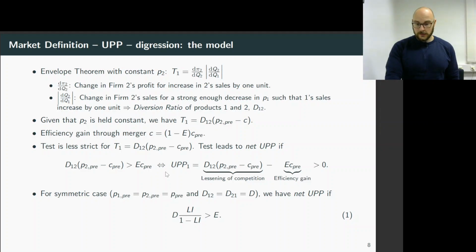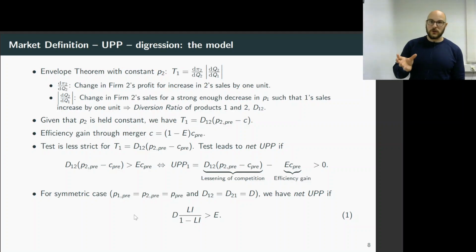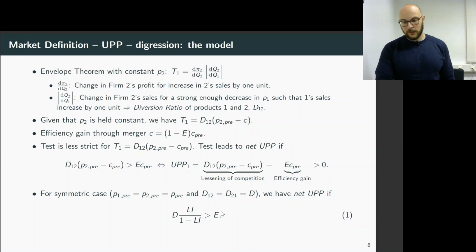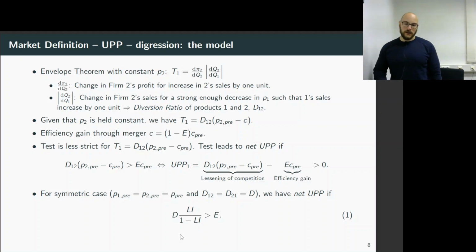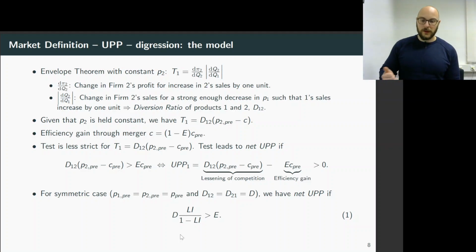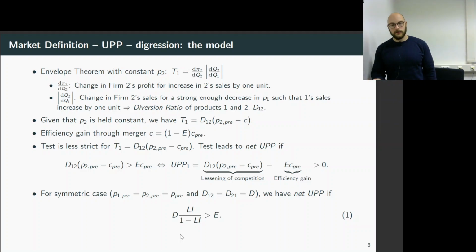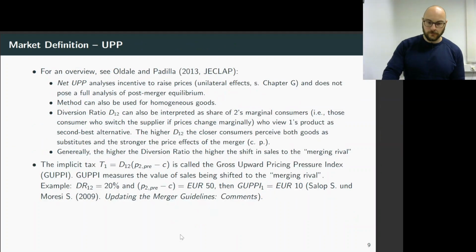And if we just rearrange this inequality, we get to this point, right? So if the lessening of competition is stronger than the efficiency gain, we have upward pricing pressure. And if we have a symmetric case where we say that the post-merger price and the pre-merger prices are the same and the diversion ratios are the same, then we can rearrange this condition to what we have here. So the diversion ratio between the two products multiplied by the Lerner index over 1 minus the Lerner index. And if this is greater than 0, then we have pricing pressure, right? So that's what we would have to analyze here.